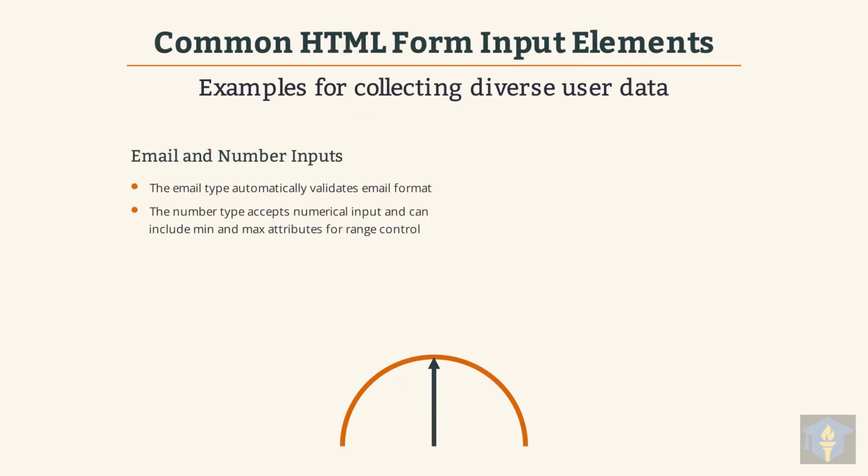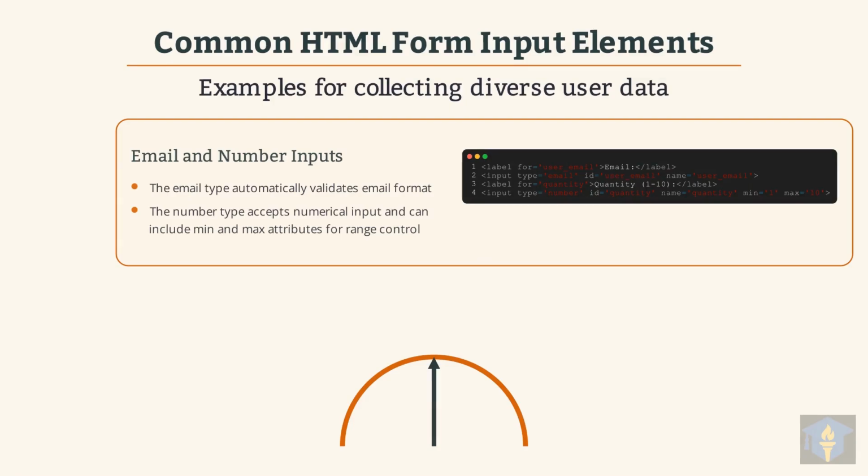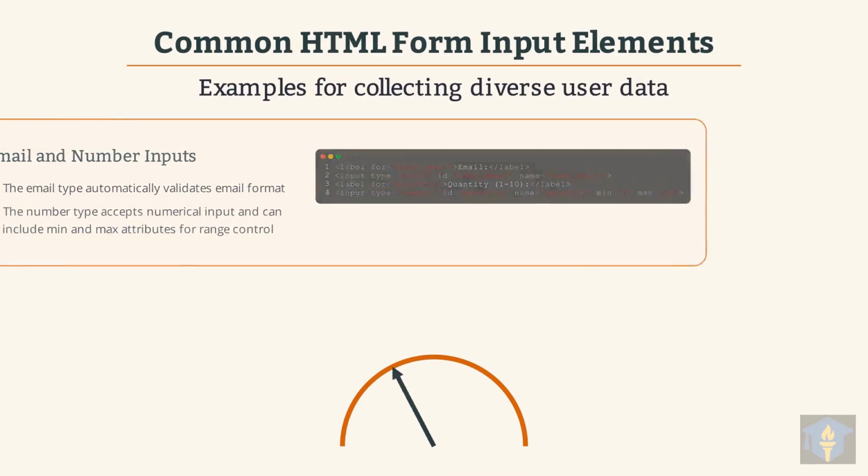Next, let's look at email and number inputs, which offer specific validation and control. The email type automatically validates format, while number accepts numerical input, allowing min and max range controls. Here, we see examples of input types for email and numbers, including how to set a range for numerical input.